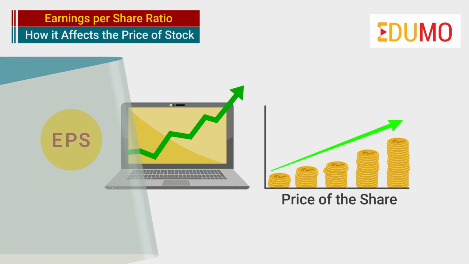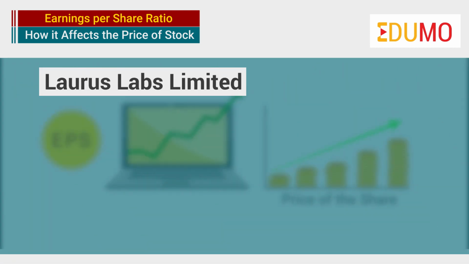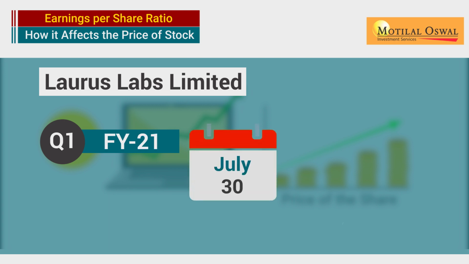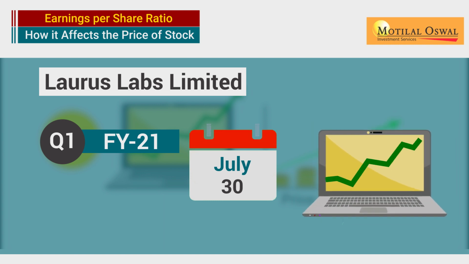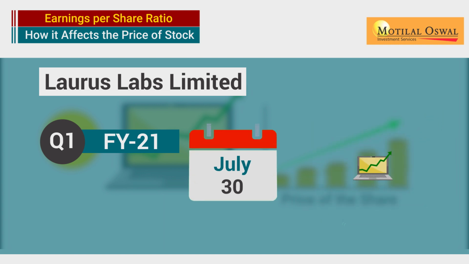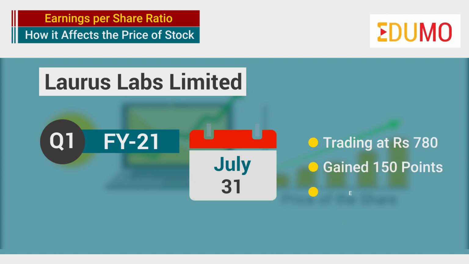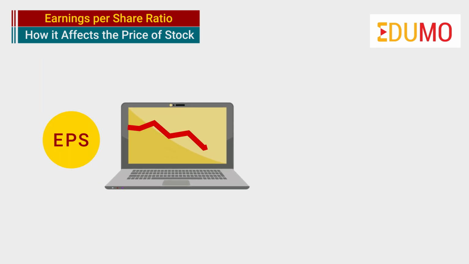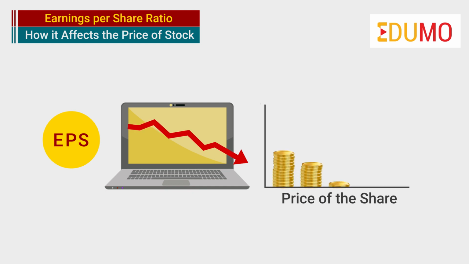For instance, Laurus Labs Limited had announced their Q1 financial year 2021 results on 30th July. The results were far better than what most analysts had expected. The next day, the stock, which was trading at Rs 780, gained 150 points and ended at Rs 930. At the same time, if the EPS calculated is below expectations, then the price of the share may fall.